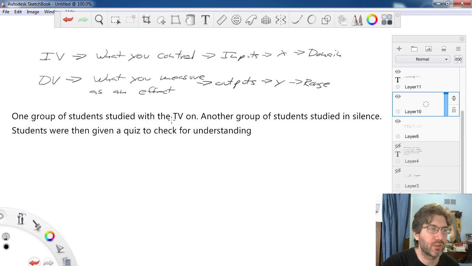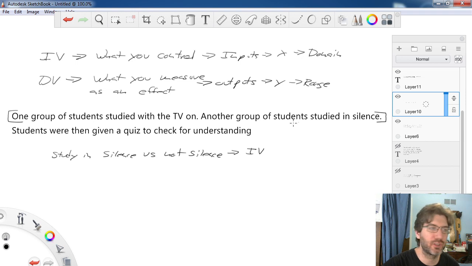One group of students studied with the TV on, another group studied with silence. Students were then given a quiz to check understanding. This part here, whether you studied in silence or not, you have control over that. You choose who goes into those groups. You are picking that. You choose what kind of not silence it is. This here is your independent variable.